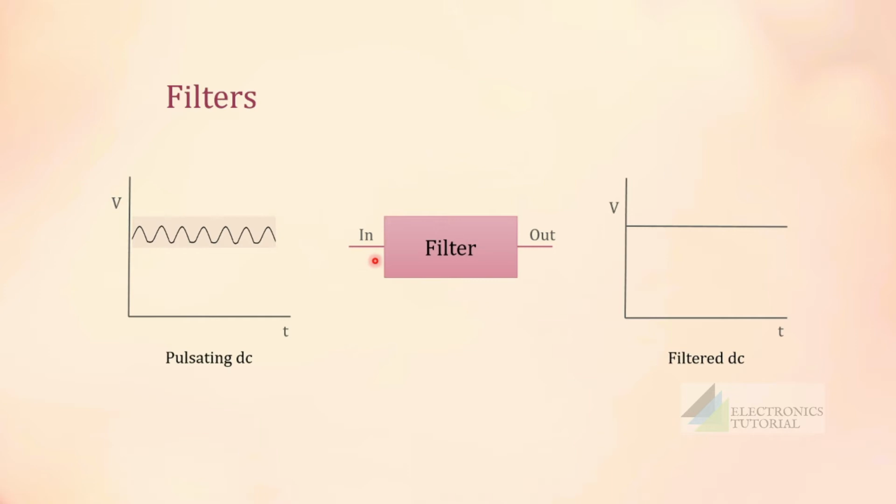If the input of the filter is fed with a pulsating DC, then the filter will give a filtered DC output. So the function of the filter is to convert a pulsating DC, or a signal filled with ripples, to a filtered output or to a pure DC.